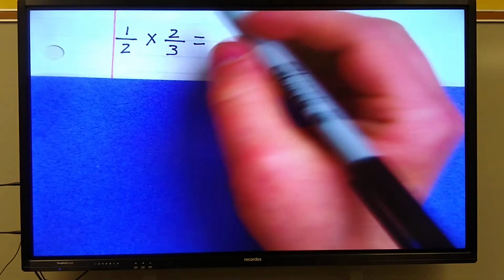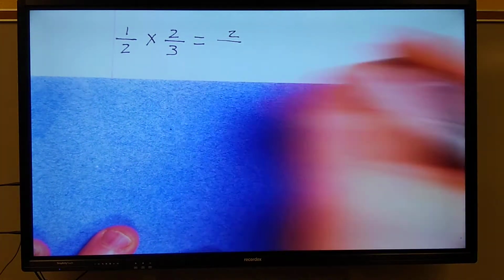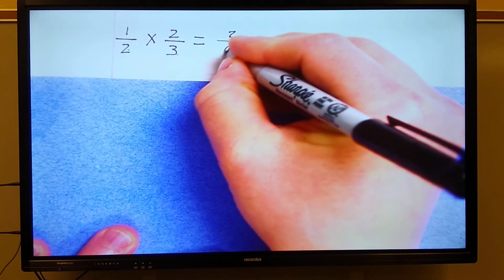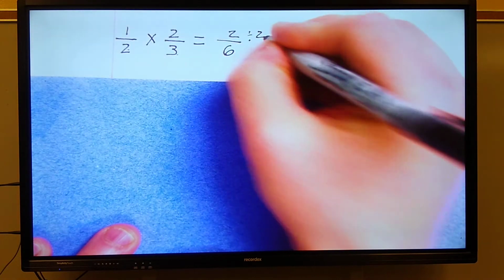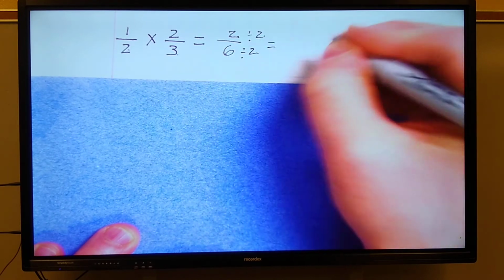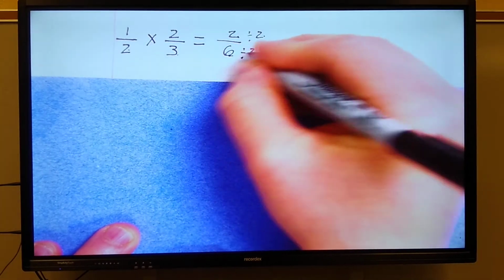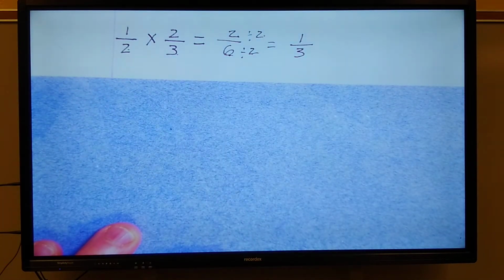All right, let's see how bad you did. 1 times 2 is 2. 2 times 3 is 6. Is that an improper fraction? No. Is that in simplest form? No. The greatest common factor is 2. Now, if you didn't simplify, you got the wrong answer. 2 divided by 2 is 1. 6 divided by 2 is 3. 1/3 is the answer.